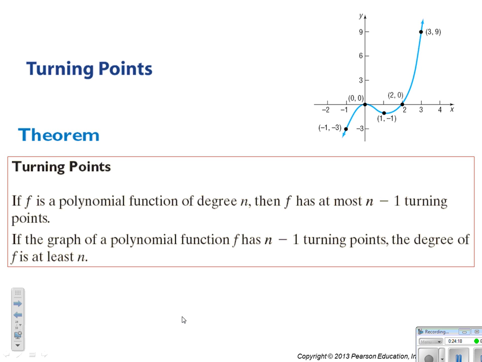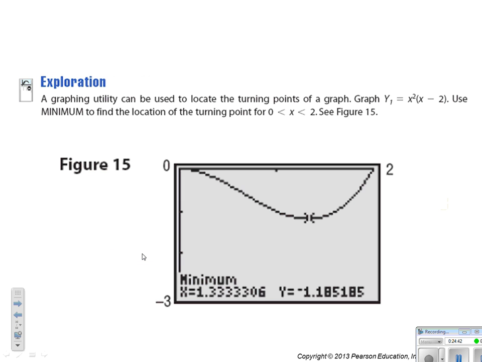Turning points. So a polynomial function of degree n has at most n minus 1 turning points. If the graph of a polynomial function f has n minus 1 turning points, the degree of f is at least n. That's really mathy talk, so let's see what that looks like.